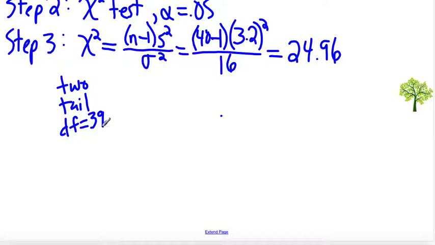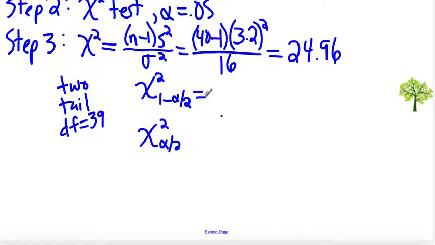All right, so in order to do a two-tailed test, we need to look for two critical values. We need 1 minus alpha over 2 and also alpha over 2. We're going to have to find both of those. And the reason it's alpha over 2 is because it's split into two parts. So 1 minus alpha over 2 is going to be 0.95, and alpha over 2 is just 0.05.